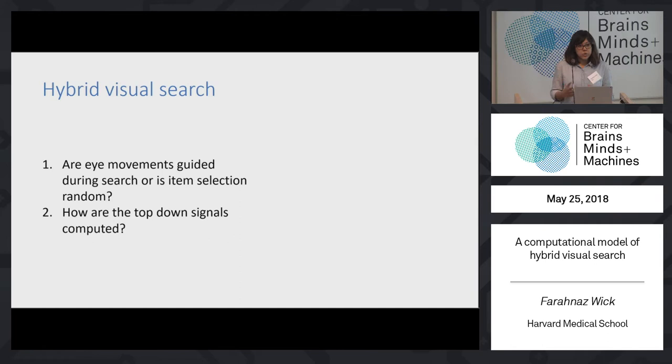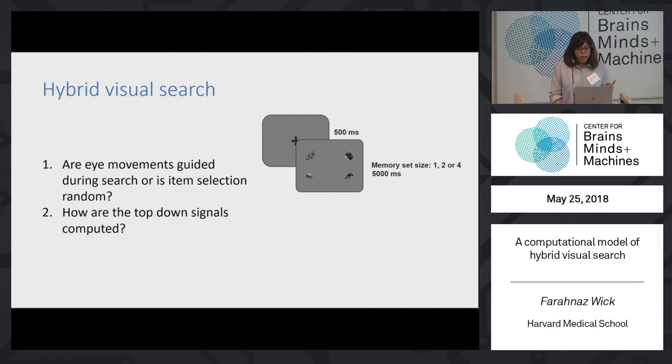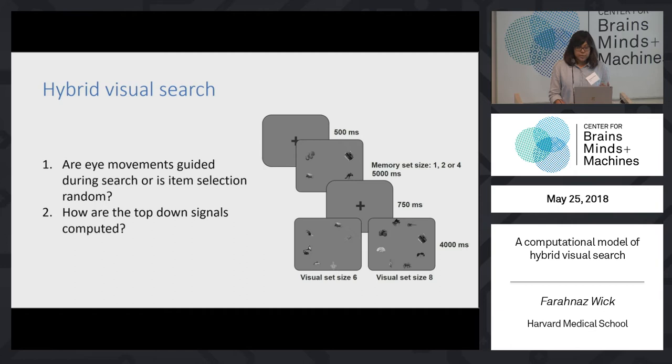First, we collected some psychophysical data. We asked participants to memorize either one, two, or four targets. That's what we're calling the memory set size. And then they see a search array of either six or eight items, and they have to report whether the target was present or absent. In the target present trials, there was only a single target present. Here are the results for that.